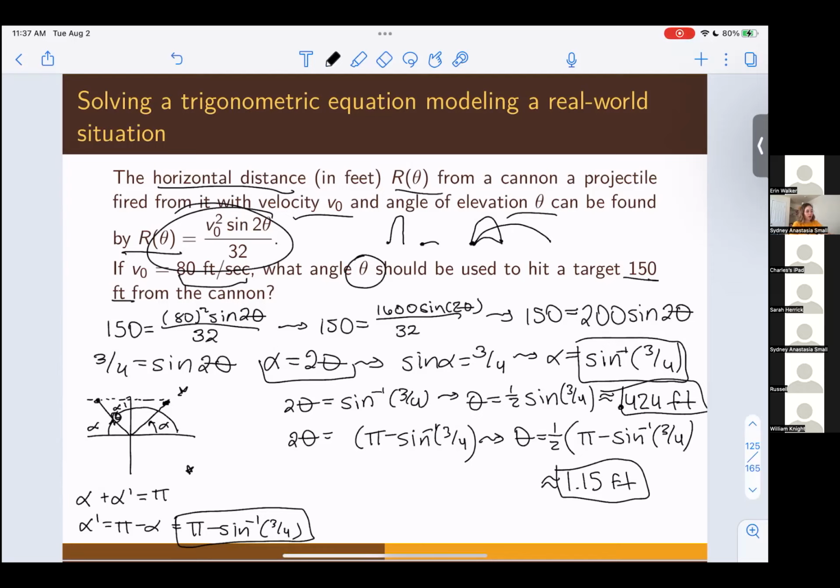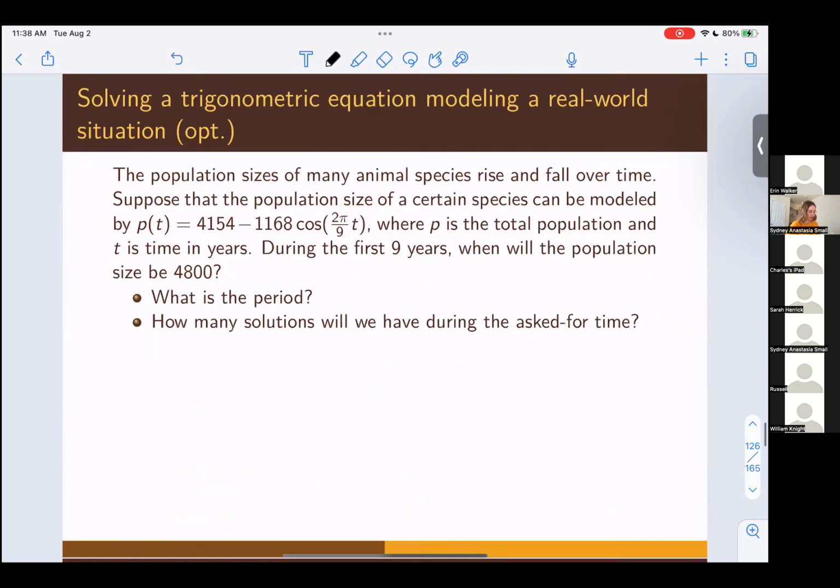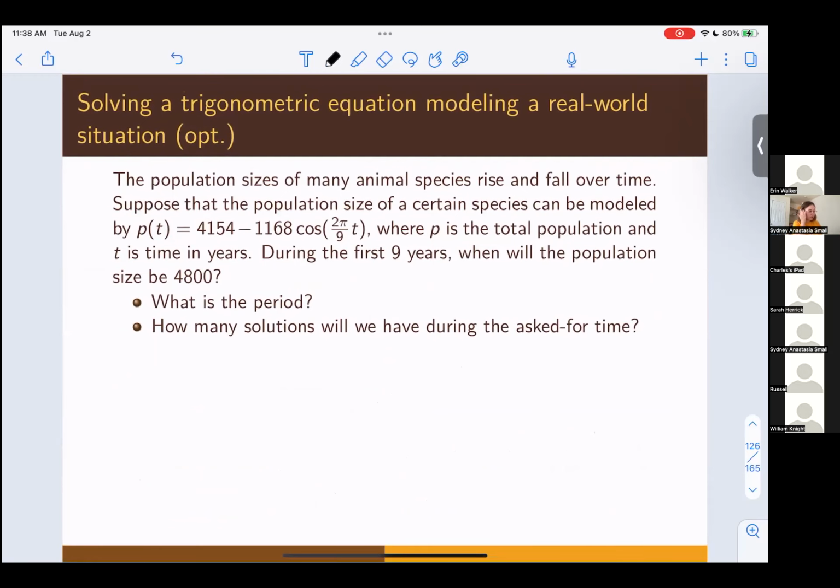All right, let's try to do one more. Yep, I think we have time for one more, and then we are completely done with inverses. That'll leave us in a nice stopping place. Okay, now I want to think about population growth, because population growth is often really nicely modeled by trig equations. So suppose that the population of a particular species can be modeled by this thing right here, which means that P of T is the total population and T is the time, the unit is in years in this case, during the first 9 years. When will the population size be 4,800?